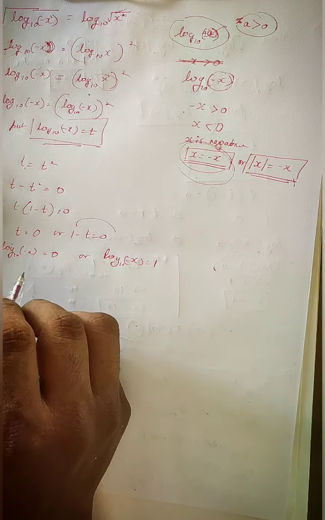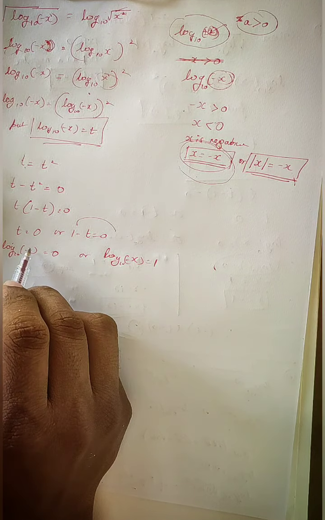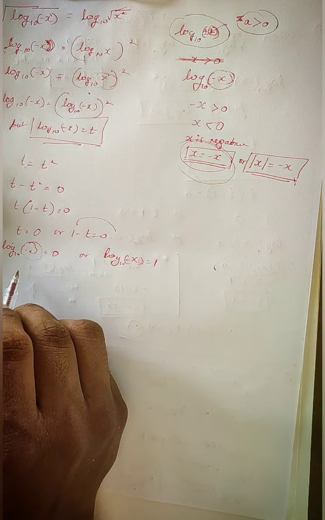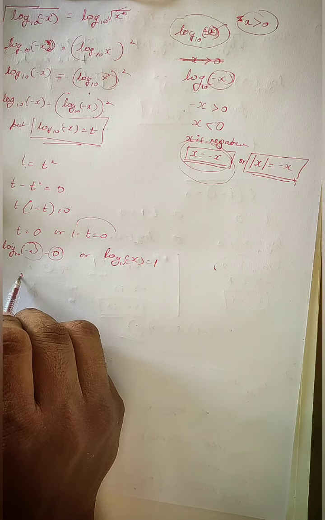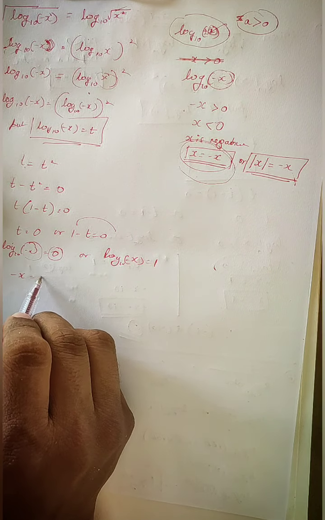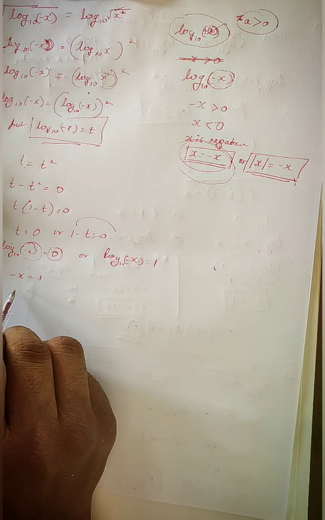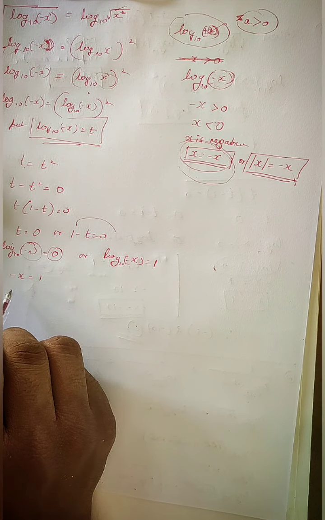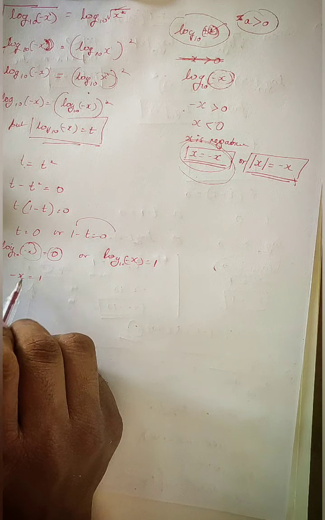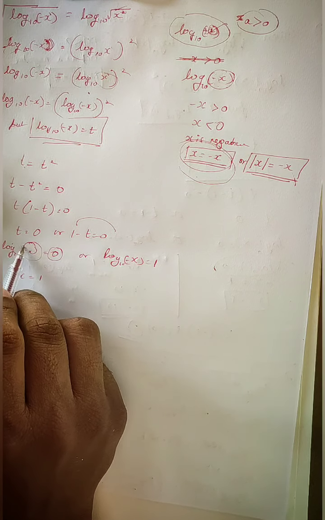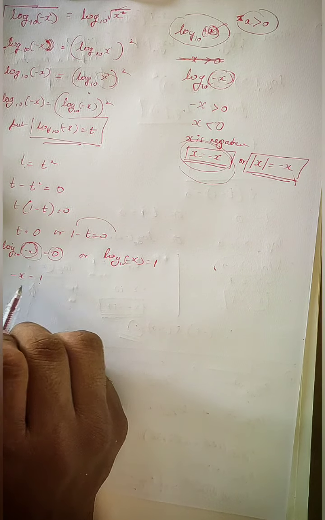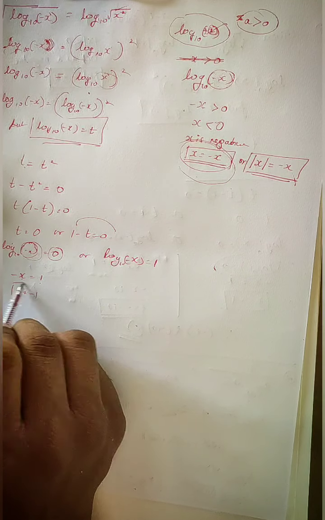So based on this one, I can tell that the value of x when it is 0 is nothing but minus x is equal to 1. Okay, this is the first sum. Please refer to the first sum in case you are not understanding this one. So log of something is 0, which means that something is nothing but equal to 1. Therefore, x is equal to minus 1.